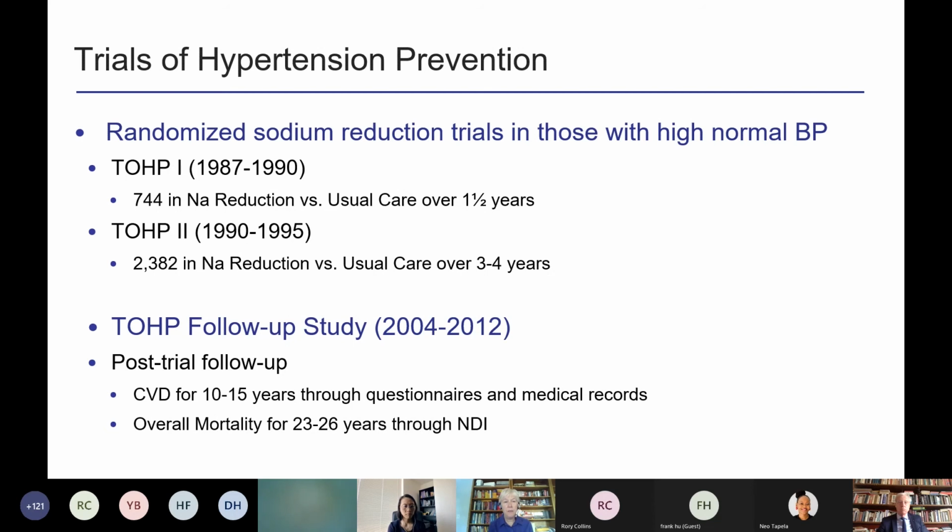TOHP 1, in 1987 to 90, looked at 7 different interventions. There were 744 in the sodium reduction versus its comparison group, and they looked at blood pressure change over a year and a half. TOHP 2 carried forward sodium and weight reductions in 2,382 participants over 3 or 4 years. So these were blood pressure trials, and these were included in blood pressure meta-analyses, and they did show differences in blood pressure.